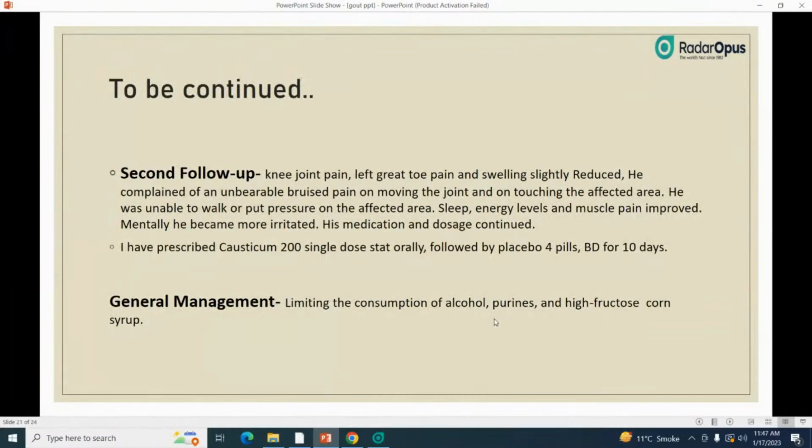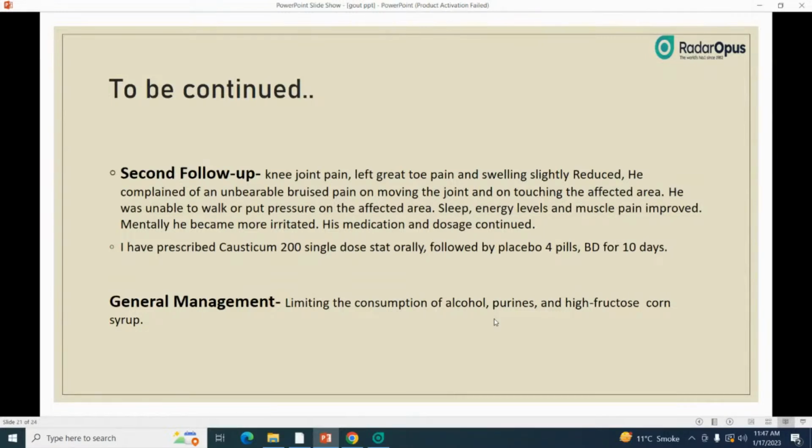In the second follow up, the patient presented with knee joint pain, and left great toe pain and swelling slightly reduced. He complained of unbearable wrist pain on moving the joints and on touching the affected area. He was unable to walk or put pressure on the affected area. Sleep, energy level, and muscle pain improved. Mentally, he became more irritated. His medication and doses continued.